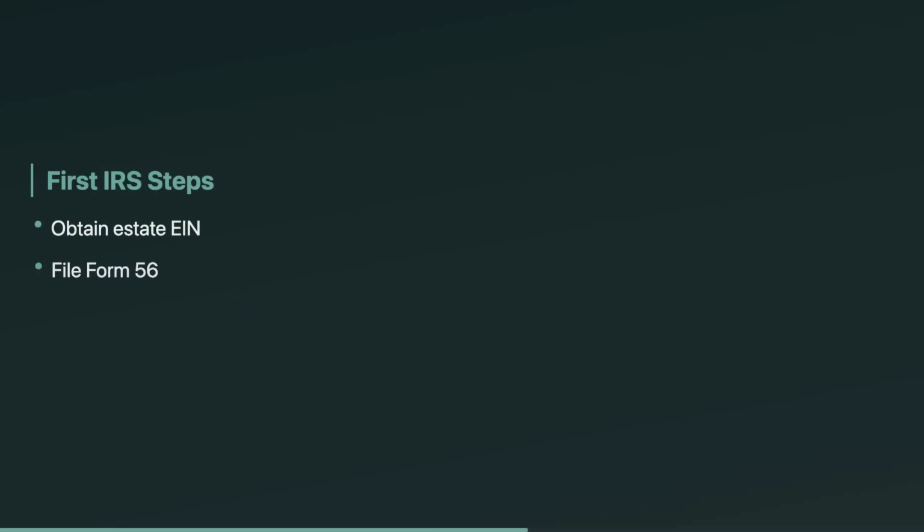Right away, the executor has two startup tasks the exam loves. Get an EIN for the estate and file Form 56, Notice Concerning Fiduciary Relationship. The EIN matters because the estate is its own taxpayer. Bank accounts, brokerage accounts, and the Form 1041 use that EIN. Form 56 is how you formally tell the IRS, "I'm the fiduciary and I'm authorized to act."